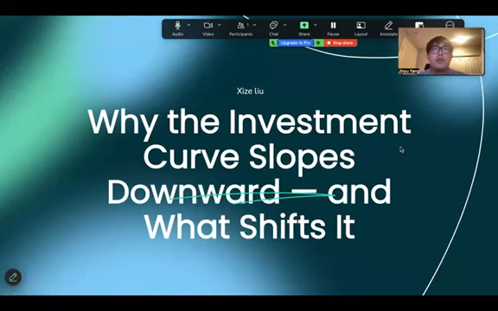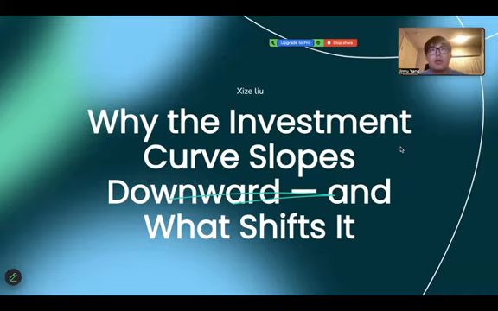Hi everyone, my name is Leo, and in this short video, I'm going to explain why the investment curve slopes downward in the loanable funds model and what factors can shift this curve. I will also use a real-world example, the recent battery plant investments in Canada, to show how innovation, vision and policy can affect business investment.